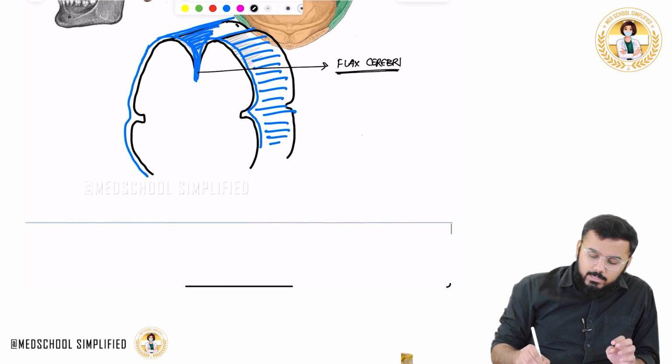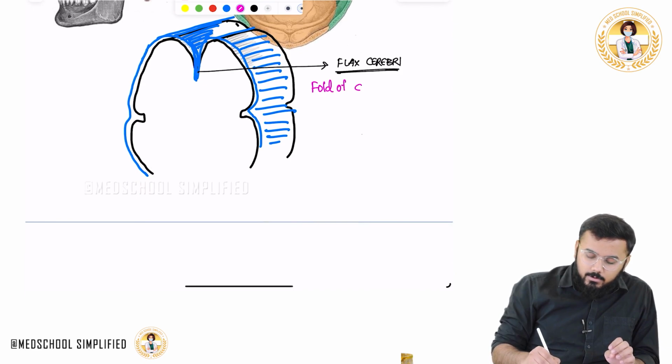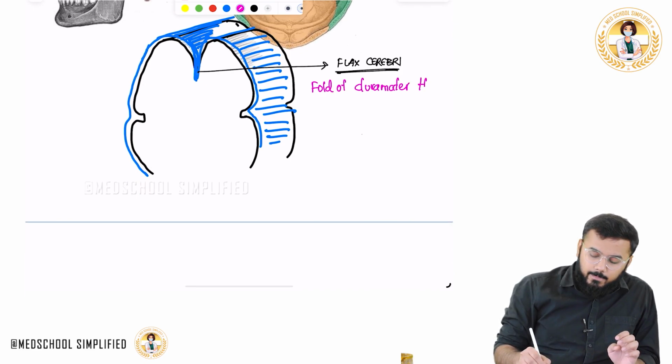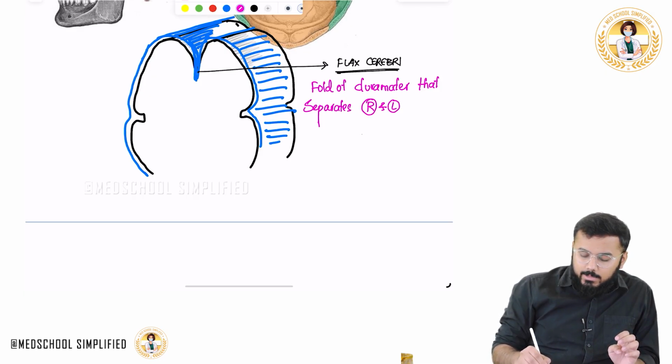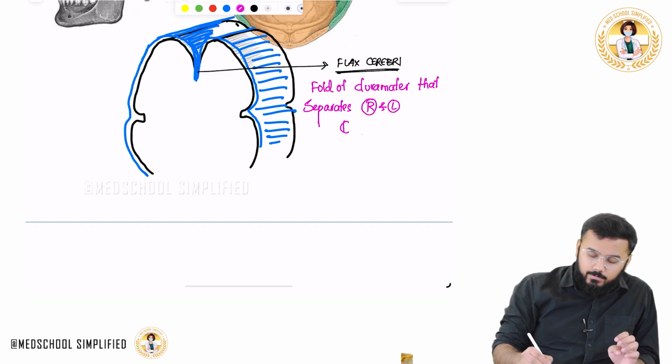So what is your falx cerebri? Falx cerebri is nothing but the fold of dura mater that separates the right as well as the left cerebral hemispheres.